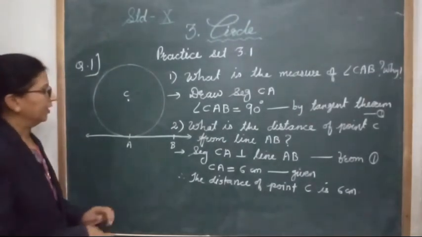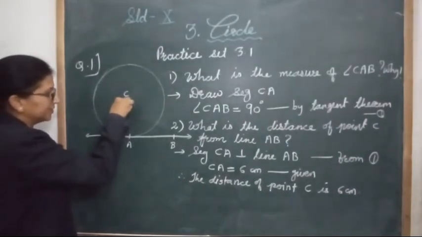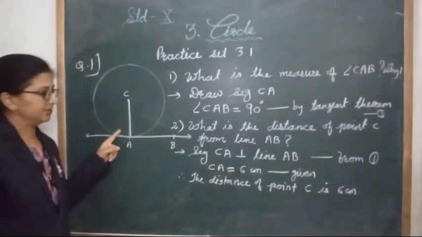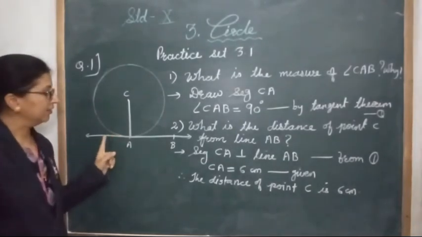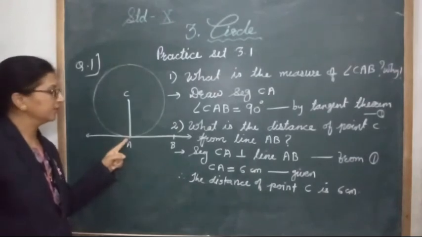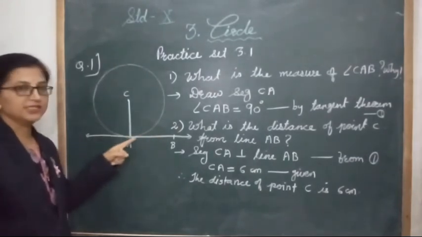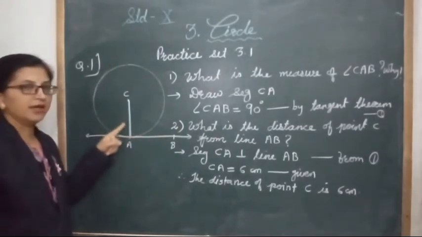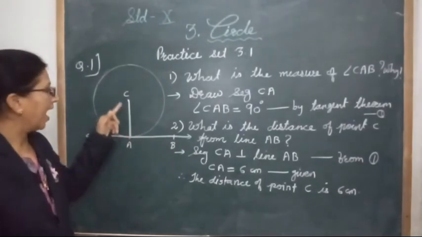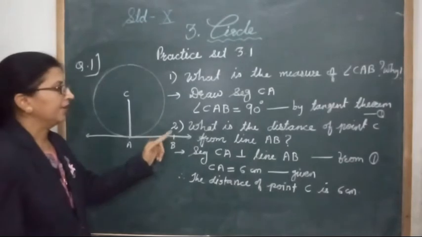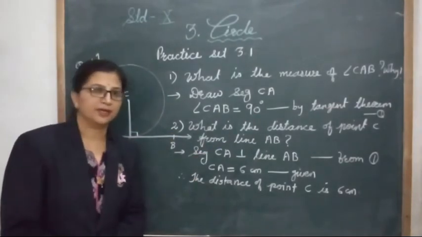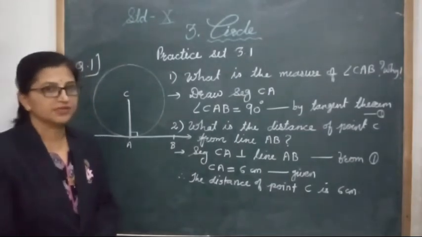So here, if we draw this CA, then CA is the radius, and this is the tangent at point A. Here we know that a tangent is perpendicular to the radius at the point of contact. So we can say that angle CAB is equal to 90 degrees by the tangent theorem. Give that as the first answer.